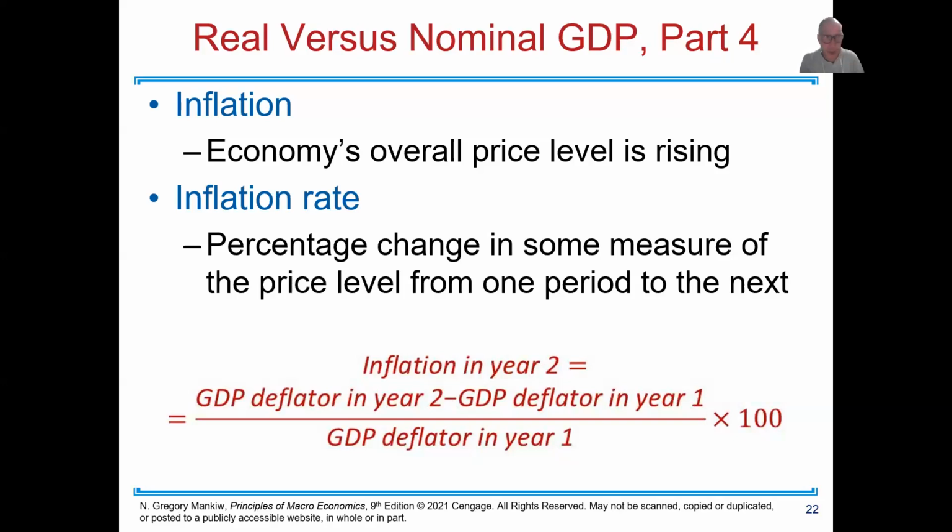Too much inflation, that's not good either. So inflation measures the overall prices as they increase. The inflation rate is the percent change from year to year in order to understand how much prices are rising from year to year. So we take the deflator into account to understand the inflation rate. So inflation in year 2 is equal to taking the gross domestic product deflator in year 2 minus the gross domestic product deflator from year 1, divided by the deflator from year 1.